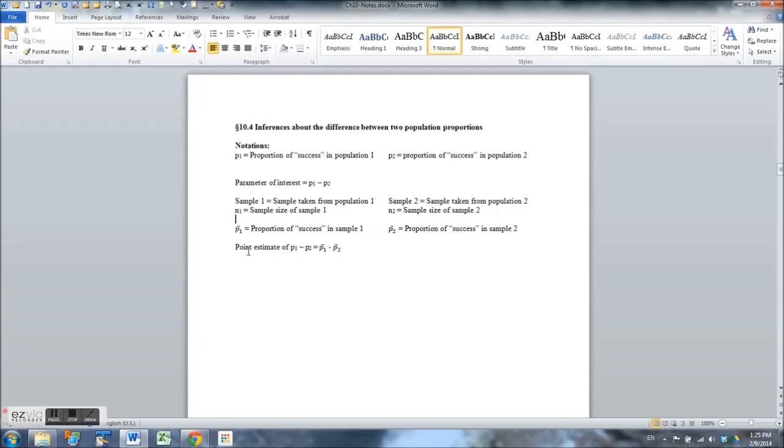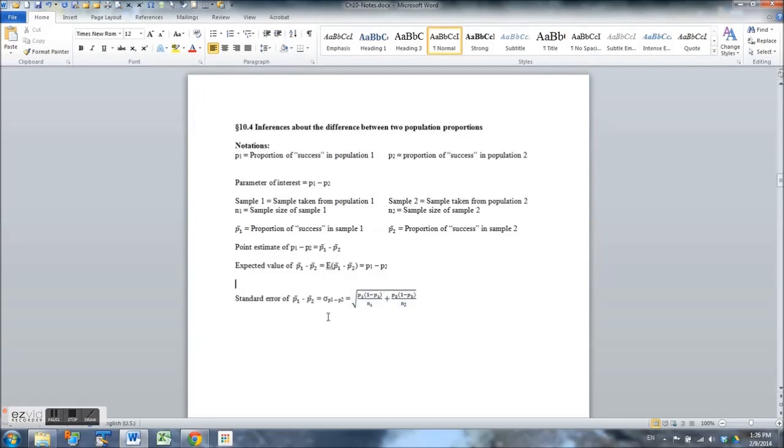Now if we take the difference between the two sample proportions, that is our point estimate for the parameter of interest. So our estimate for P sub 1 minus P sub 2 is P bar sub 1 minus P bar sub 2. And it so happens that the expected value of the sample difference is equal to the population parameter difference. So now we have to compute the standard error. The standard error for our point estimate P bar sub 1 minus P bar sub 2 is given by this formula. So that's sigma sub P bar sub 1 minus P bar sub 2.